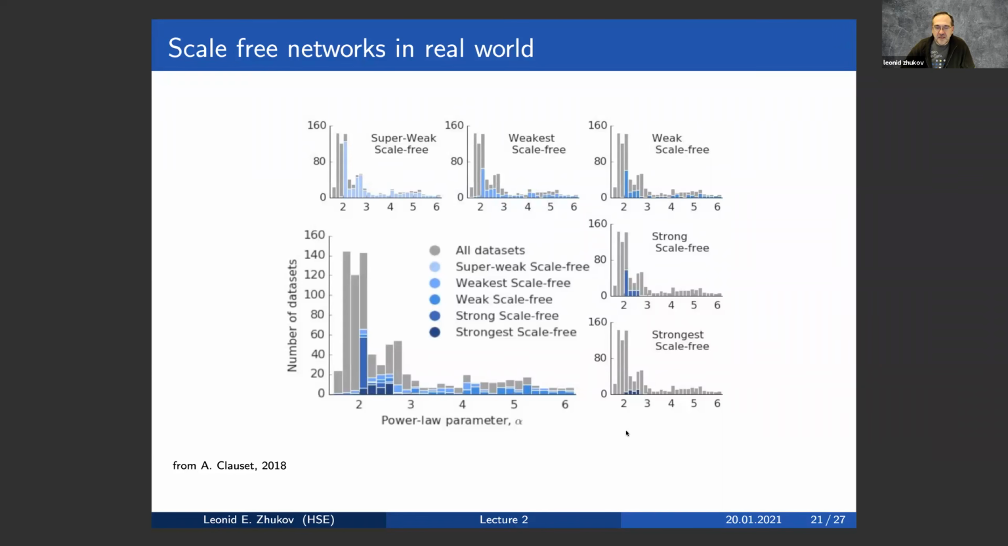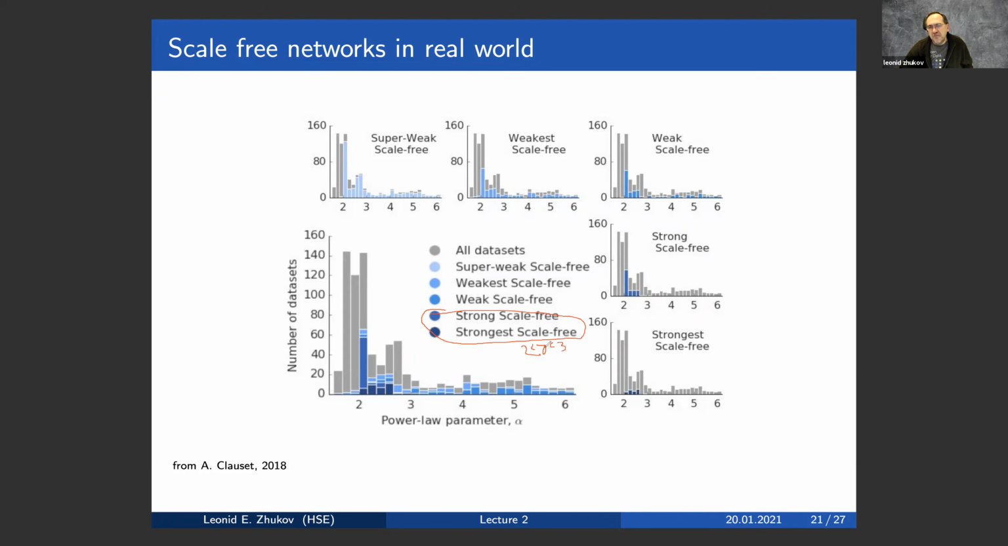And there is this paper by Aaron Clauset. He is a scientist from Denver, who looked at a pretty big collection of networks. And in fact, those networks are all available on his website, so you can download them and try yourself. And so he characterized the networks by this degree of scale-free property. And in his characterization, strong scale-free and strongest scale-free are the two categories where, for the network, the gamma is between 2 and 3.